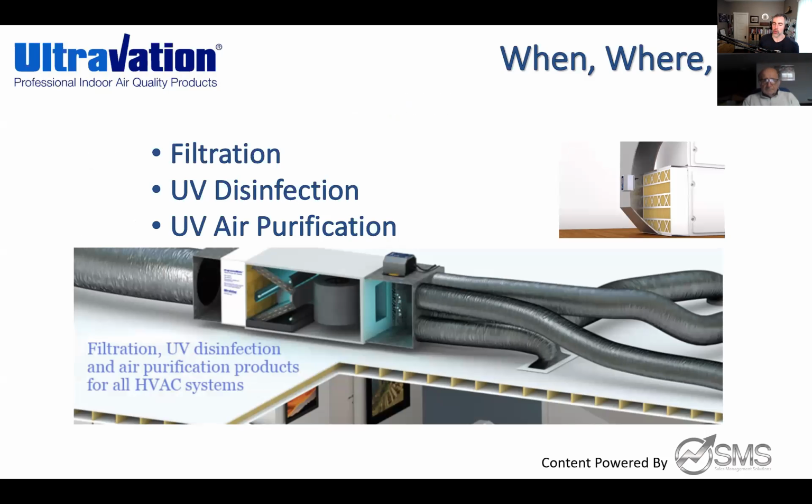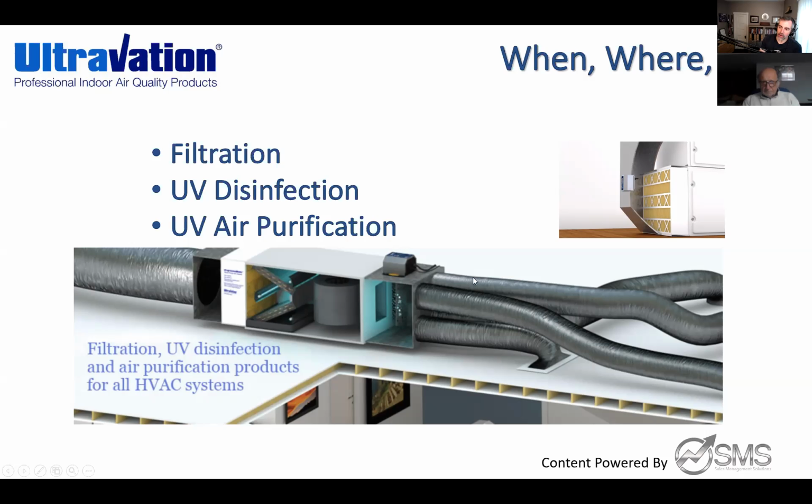So as a quick refresher, we always ask the contractor or anybody looking at UV or indoor air quality, listen, you have to look at the when, where, and why. The three main components of IAQ are filtration, UV disinfection, and UV air purification. In the upper right-hand corner here, this is an example of an ionization device that we also put out there to help improve filtration. I'll show you this later. That's one of the best practices, using ionization technology.